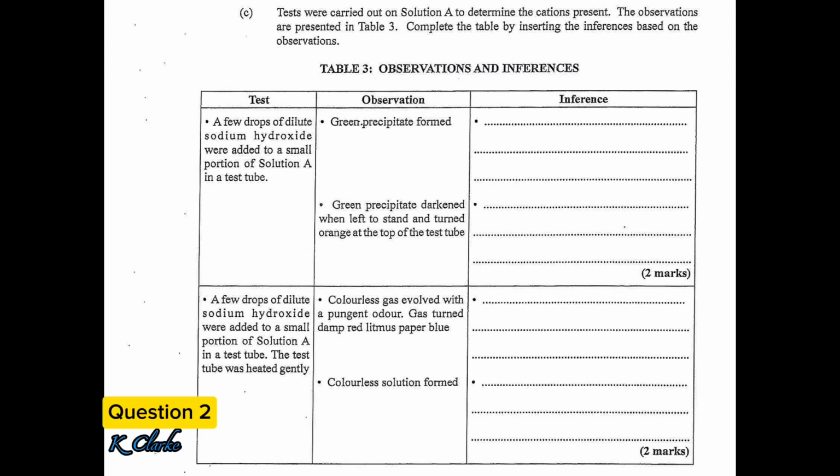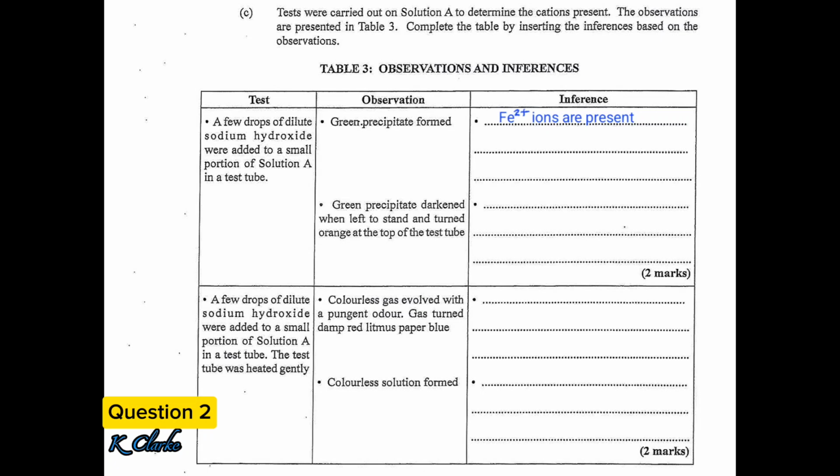Now the first test, a few drops of dilute sodium hydroxide were added to a small portion of solution A in a test tube. First observation, green precipitate formed. Second observation, green precipitate darkened when left to stand and turned orange at the top of the test tube. Based on the reaction, Fe2+ ions are present.